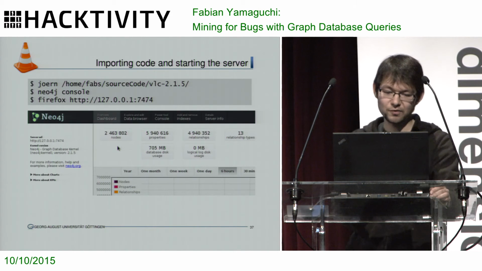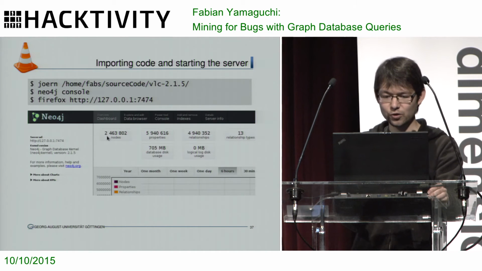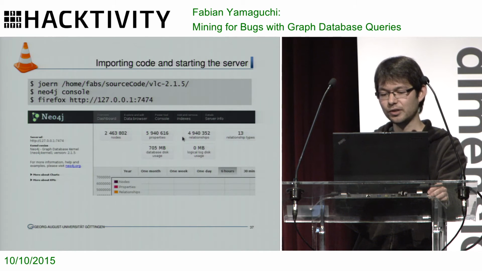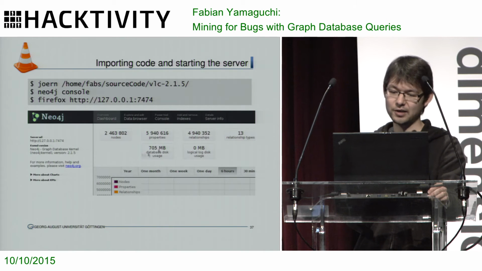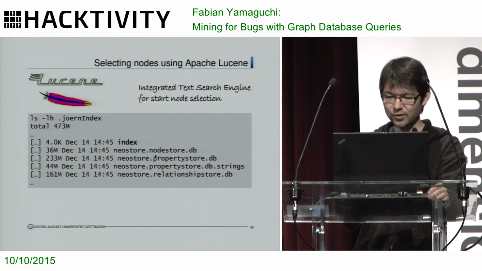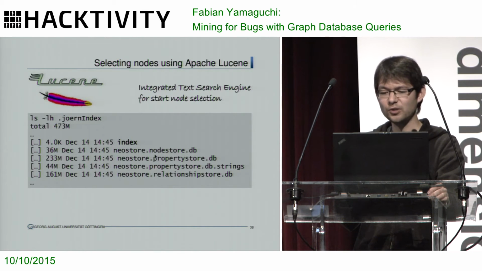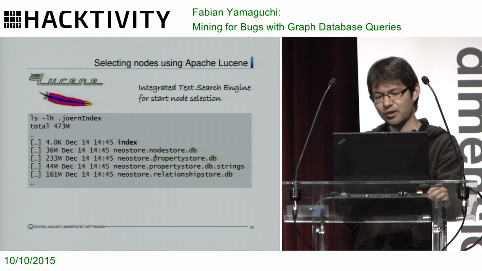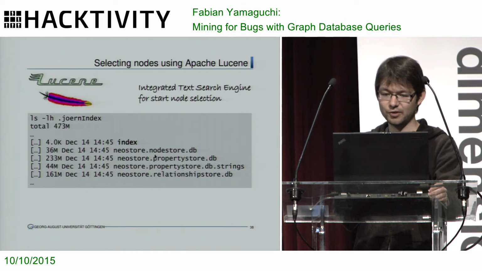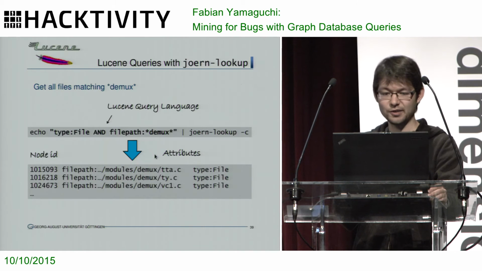statistics. So you can see that the VLC code produced about 2 million nodes, and 5 million properties, and almost 5 million relationships. These are the edges in there. Yeah, and it takes about 705 megabytes. There's also an integrated text search engine based on Apache Lucene, and we're going to use that for start node selection. So this is like an extra feature that Neo4j gives you.